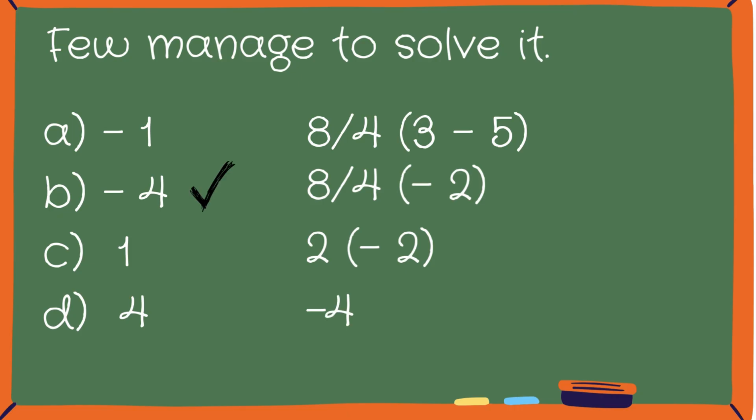And why is it that the answer is not negative 1? Because this is a trap. People want you to make mistakes, to fall, to stumble, but since you know the rules of the game, this isn't going to happen to you.